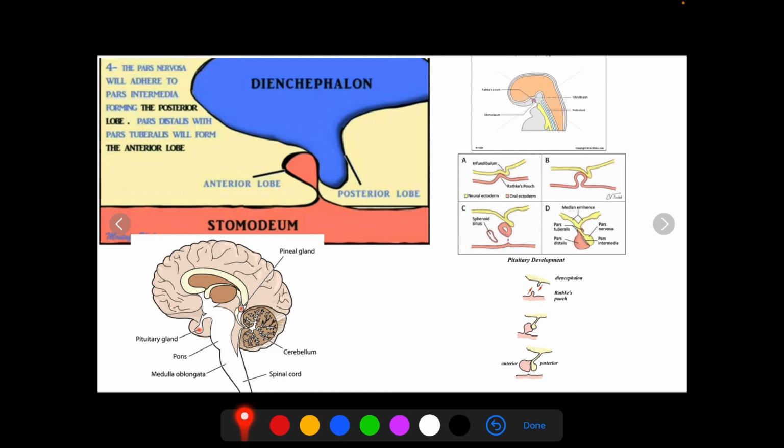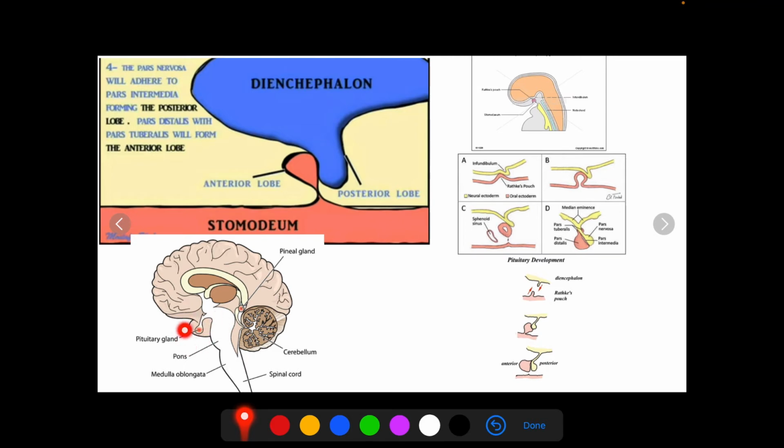Now regarding the two glands. The pineal gland is responsible for the secretion of melatonin. As we see, it's near the diencephalon, near this area. So it originates from the diencephalon, and the diencephalon is part of the central nervous system. And as we know, the central nervous system originates from the neural tube.